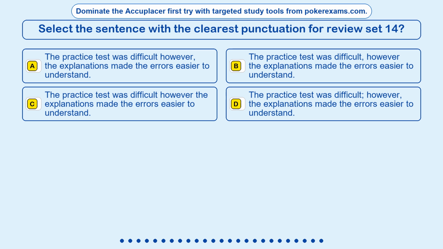Option B. The practice test was difficult, however, the explanations made the errors easier to understand. Option C. The practice test was difficult, however, the explanations made the errors easier to understand. Option D. The practice test was difficult, however, the explanations made the errors easier to understand.